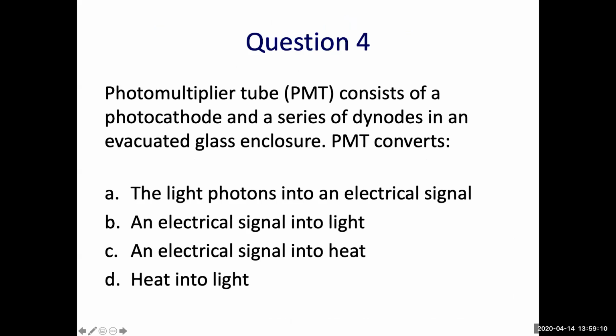Question number 4: the PMT consists of a photocathode and a series of dynodes in an evacuated glass enclosure. PMT converts what to what? The light photons into an electrical signal. All of the above, okay, excellent, correct.